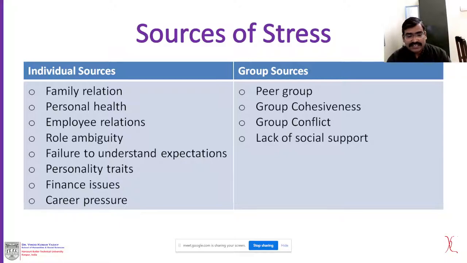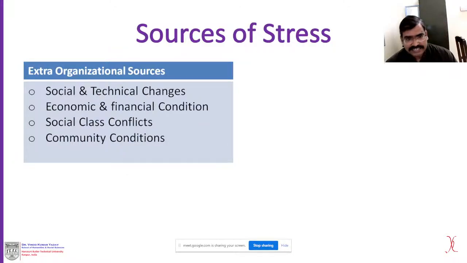Group cohesiveness. If you are 3 or 4 members in an organization working on a task, and one member says to move in the north direction, another member says to move in the south direction, so there will be a little bit of tension, which will lead to group conflict. Group conflict is one step advanced stage of your group non-cohesiveness. Lack of social support. If a group is not getting social support, then that may cause tension.